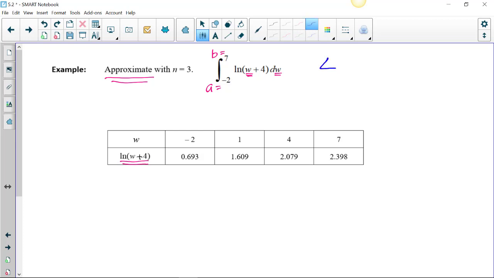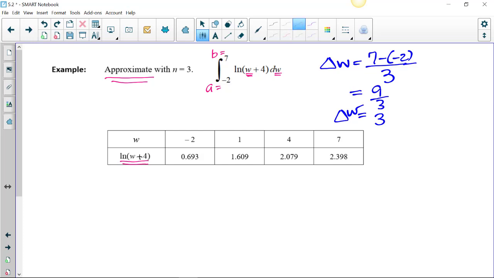So let's talk about the width. The width is delta w. What's the change in w, the horizontal change? That's going to be my b, which is 7, minus my a, which is -2. This one's a little tricky because you're subtracting a negative, so be careful. Divided by n, which is 3. So I have this width that I'm finding the area is 9. Dividing it up into 3, that gives me 3. So I have 3 rectangles, each with a width of 3.